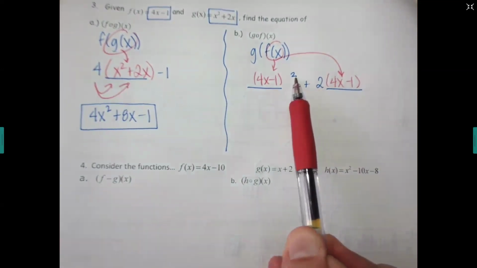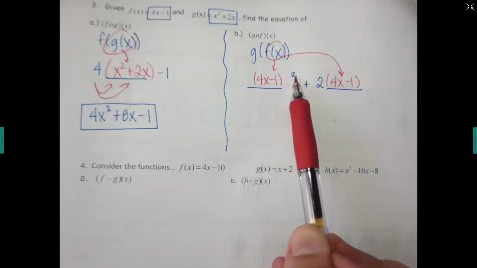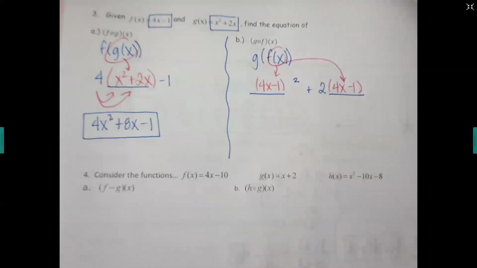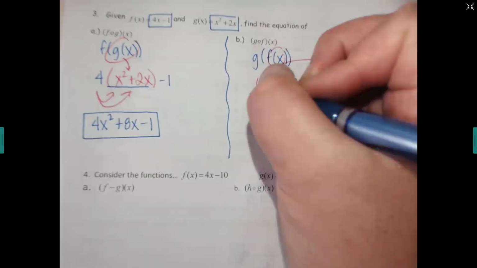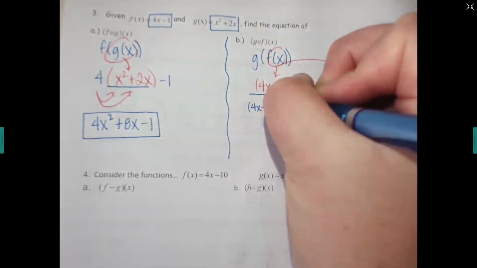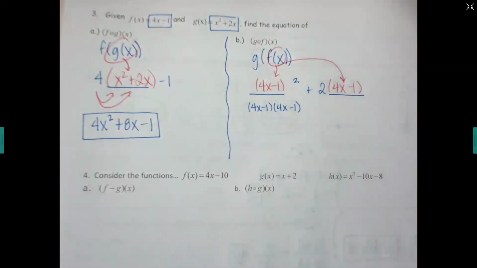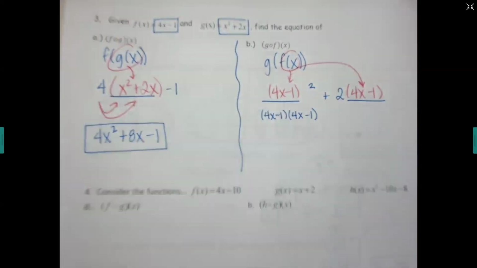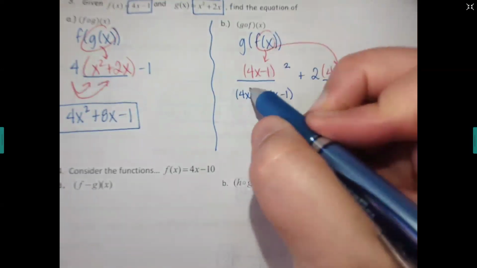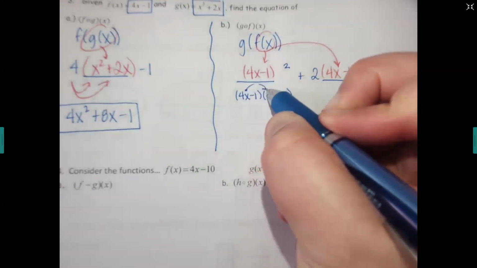If it was just a blank and it didn't have a number in front or a squared, you wouldn't need it. Now follow PEMDAS. PEMDAS says this exponent should happen first. So for 4x minus 1 squared, remember that just means I'm going to write it twice. So I'm going to do 4x minus 1 times 4x minus 1 again. And then once I'm done, I'll times the 2 in, and then I'll combine like terms. So let's go one term at a time. 4x times 4x again.